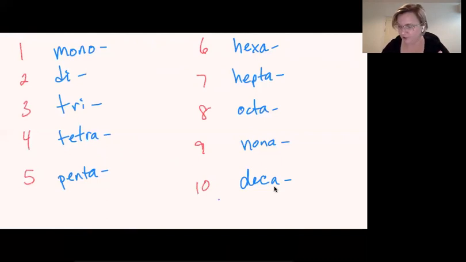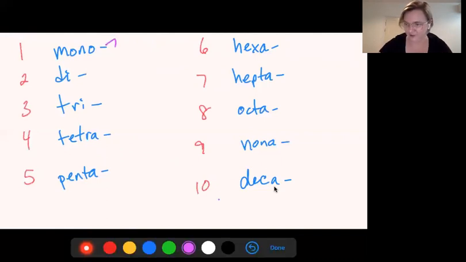If the number of atoms of the element in the compound is 1, use the prefix mono. However, I should have put an asterisk here, because if the first element in the compound is 1, you do not use the prefix mono, and I'll show you an example on the next page. Di is 2, tri, 3, tetra, penta, hexa, hepta, octa, nona, deca. Again, this is something you have to memorize. There's no way to learn this through understanding. It's literally just memorizing which prefix represents which number.